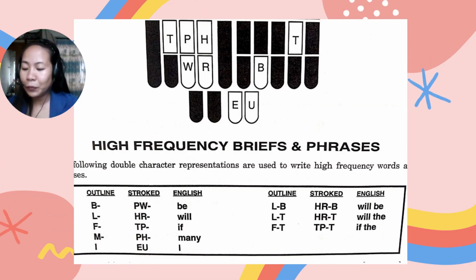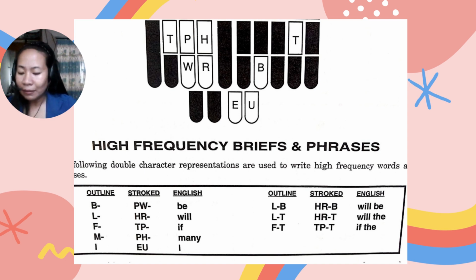Hello, students. For today's lesson, we are going to talk about high frequency briefs and phrases. As we can see on the screen, these are the double character representations that are used to write high frequency words and phrases. First, we have the initial B. The stroke for that will be P and W. So you're going to press PW, and in English, that already represents the word B.